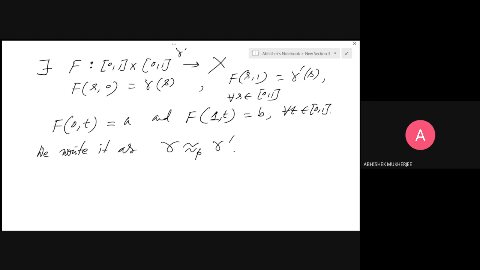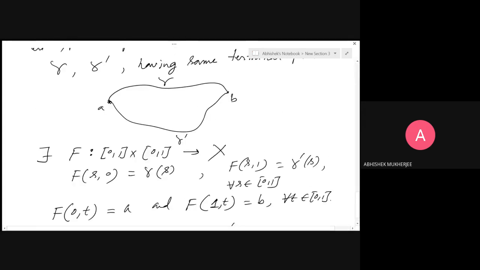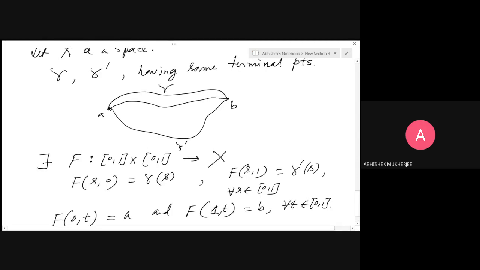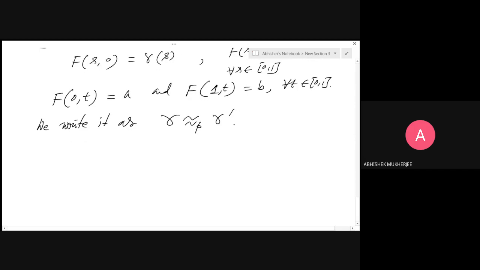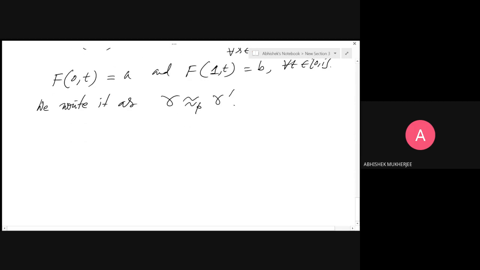Okay. So informally speaking, as I have already told you, this means gamma is deforming to the path gamma dashed continuously, keeping their initial and end points fixed during the deformation. So we are deforming this. So actually F will give you a family of continuous functions for each t. Okay. So these are the definitions of homotopy and path homotopy.